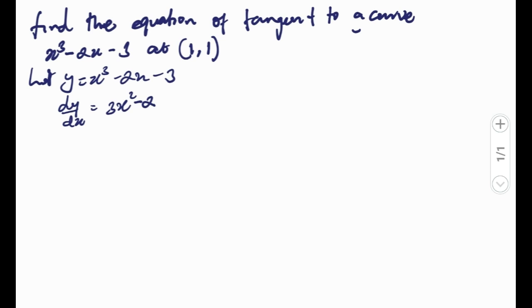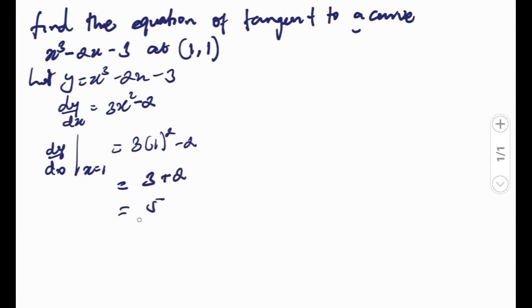Yeah, the other one is a 0, and therefore we know that dy/dx at the point where x is equal to 1 would be equal to 3 into 1 squared minus 2, and therefore the gradient in this case would be 3 minus 2, which would be equal to 1. And therefore know that the gradient, using the curve function, has been found.